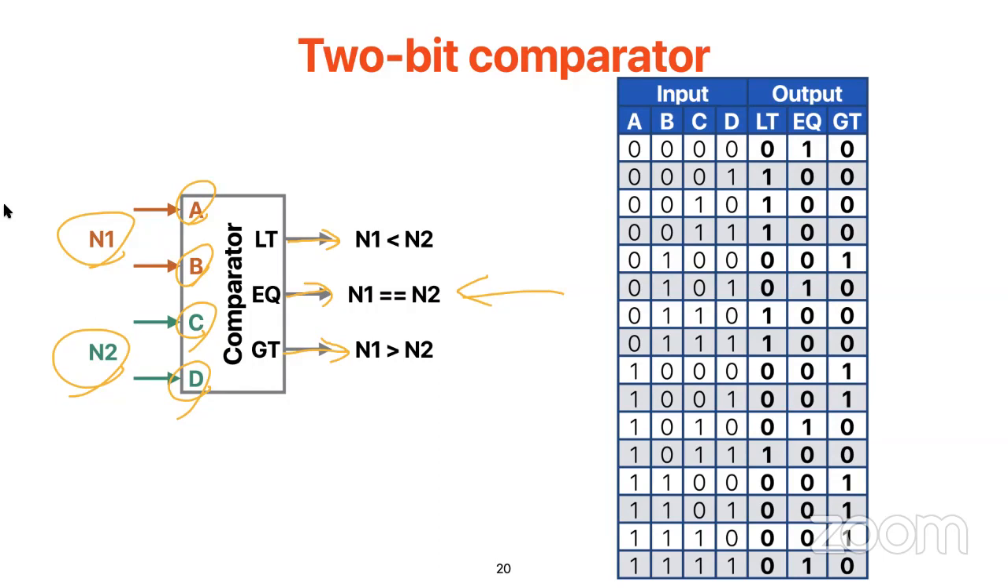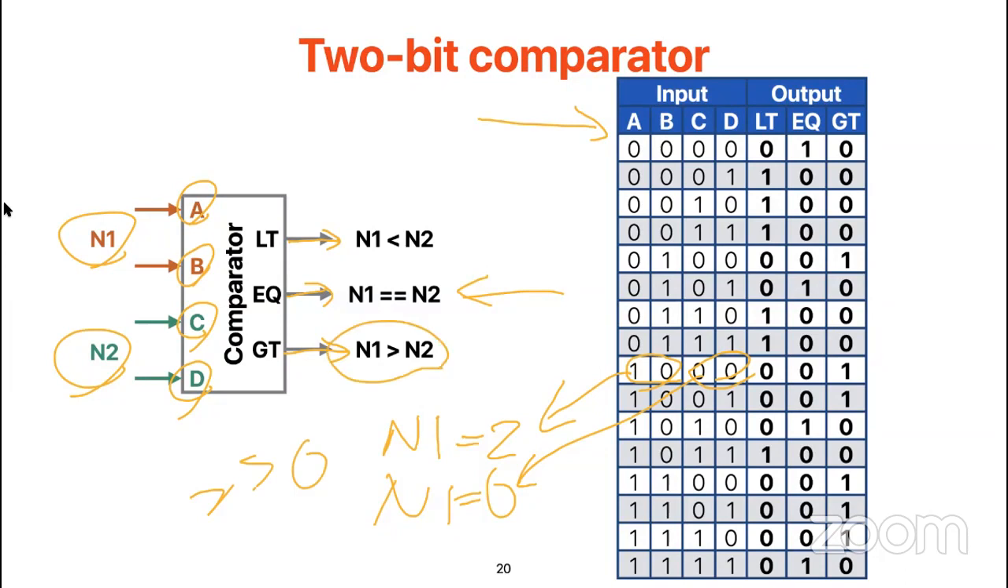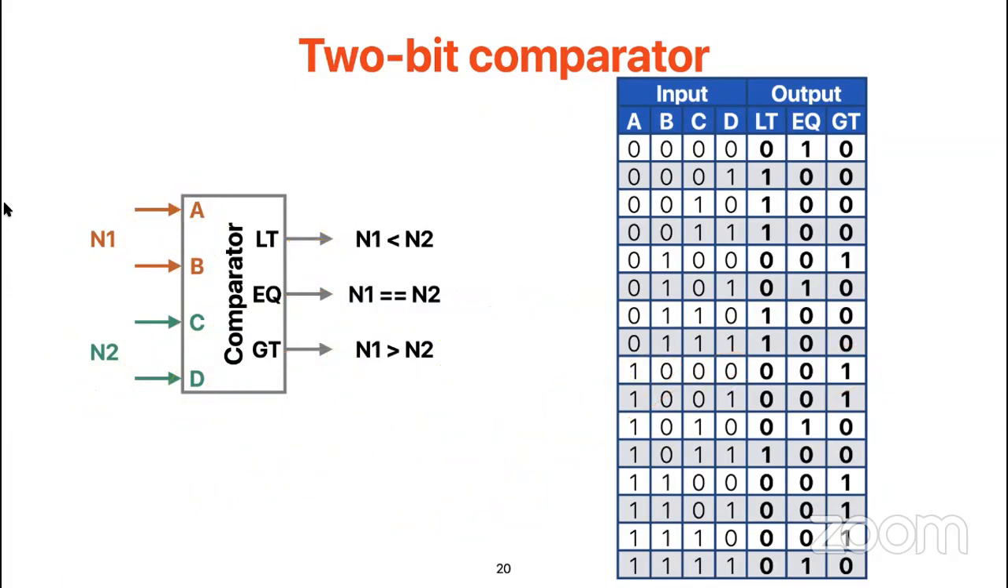So based on this, you can easily derive the truth table on the right hand side, right? So this is a truth table, and let's pick one. For this case, 0, 1 means that N1 is right now 2, and 0, 0 means that N2 is right now 0. So since 2 is greater than 0, you know the greater than should be 1. So that's basically the truth table, right? Okay, so that's a 2-bit comparator. So you know you want to design a circuit with this feature, but how, right?